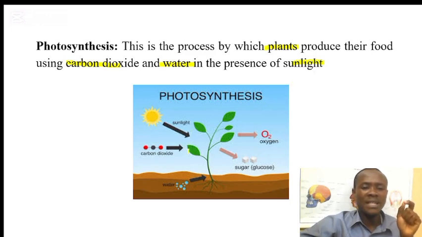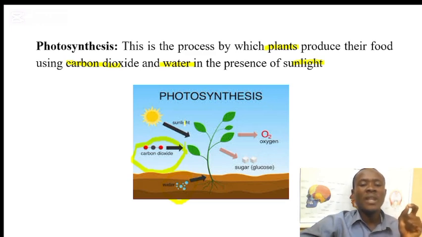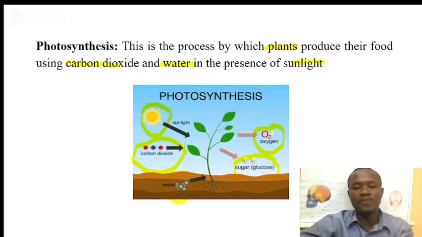As we have it in this diagram, we have the carbon dioxide, we have water. So the plants make use of this carbon dioxide and the water molecules in the presence of sunlight to produce their own food, mainly glucose. At the end of the process, oxygen is given out as a byproduct.